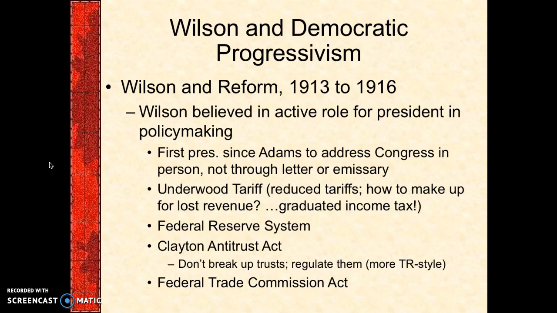He also supports the Underwood Tariff, which reduced tariffs. And how did they make up for lost revenue that they previously would have gained through a tariff? Well, it's through a graduated income tax, of course. The income tax came around through the 16th Amendment.